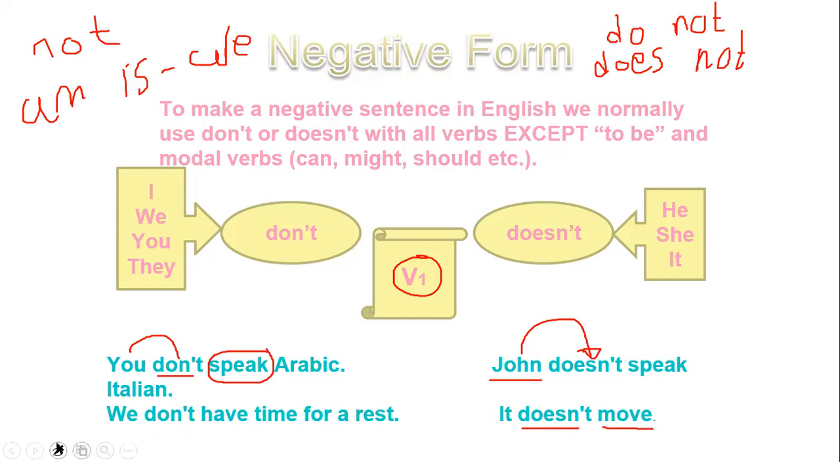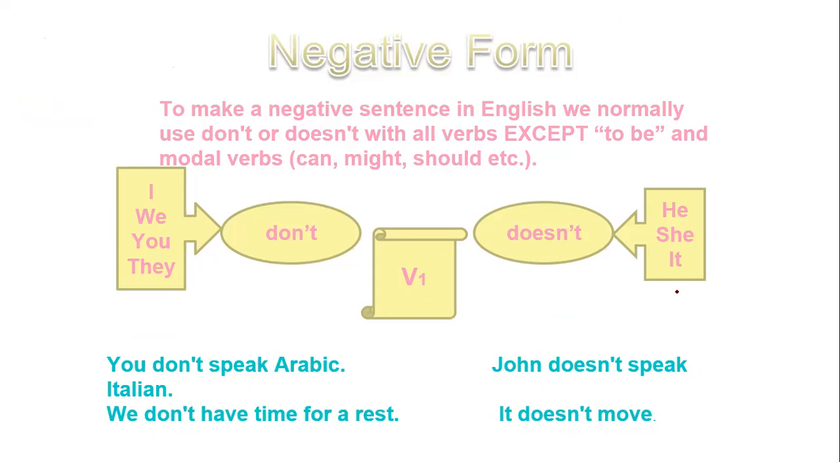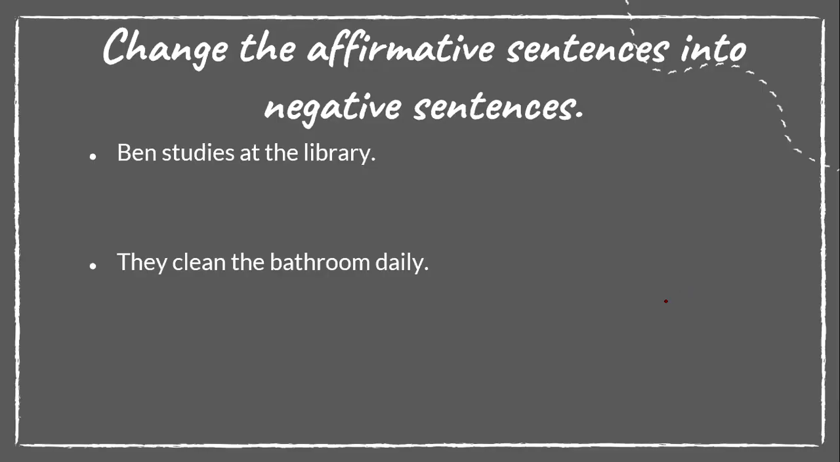So when I want to write the verb in the present in the negative form, I have to use do not or does not. Do not for the plural subjects and the pronoun I. Does not is for the singular subjects. And pay attention, we have to remove s from the verb when we use does not with the singular subject. Who can change the sentences from affirmative to negative now?